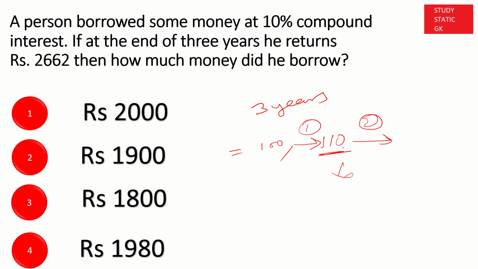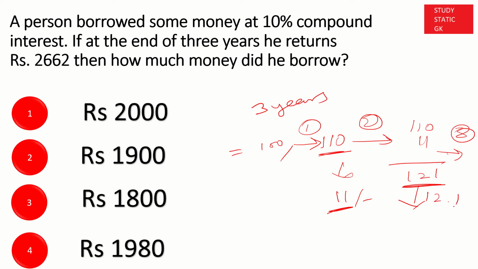interest is accumulated here already. The principal plus interest is 110. In this again 10% means 11 rupees. So the total at the end of the second year is 110 plus 11, 121. And in this again 10%, if you want to calculate at the end of the third year, it is 12.1, right? So 133.1.